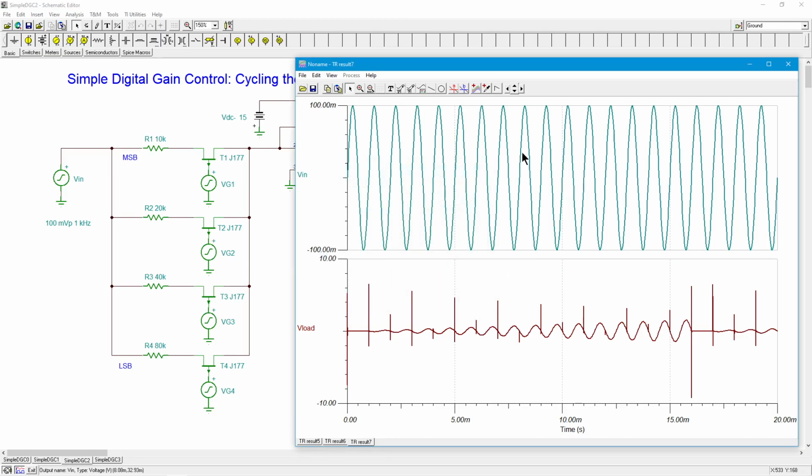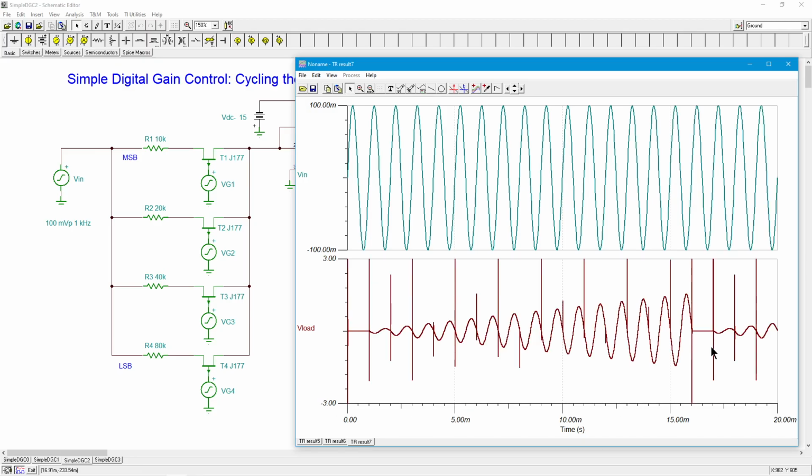All right, so here's our nice input, 100 millivolts. Here's our load. Notice this is on a 10-volt scale because there are some switching spikes. Geez Louise, switching spikes. I don't want to see switching spikes. Let's zoom in on this a little bit so we can see this a little better. All right, so you can see that there's this nice sine wave.